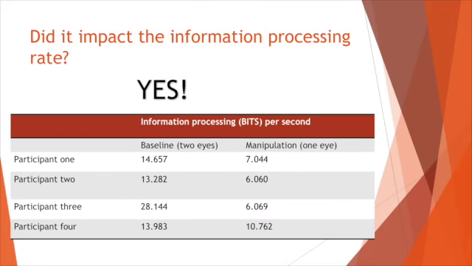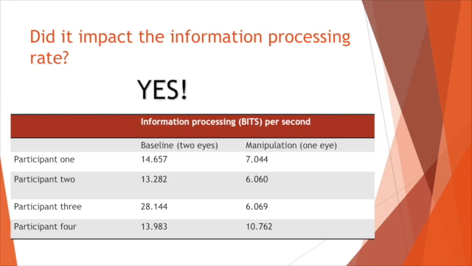For participants 1, 2, and 3, results showed that the manipulation of completing the task with one eye did have an impact on the information processing rate, as participants were able to process more bits of information in the baseline condition, completing the task with two eyes, compared to the manipulation condition, completing the task with one eye.